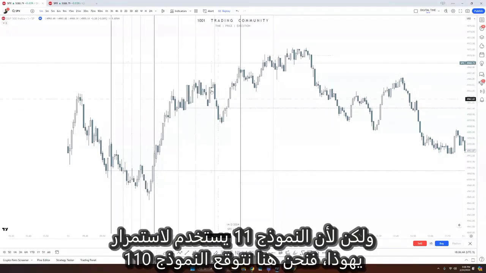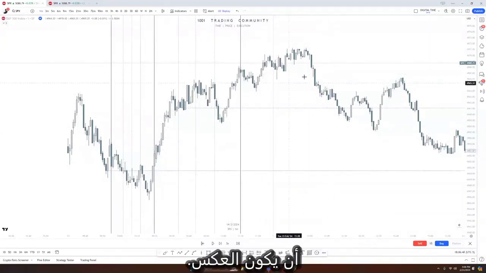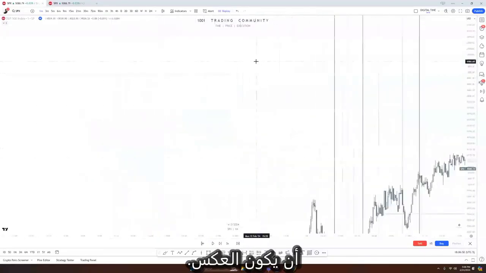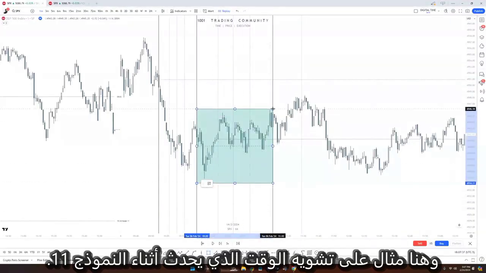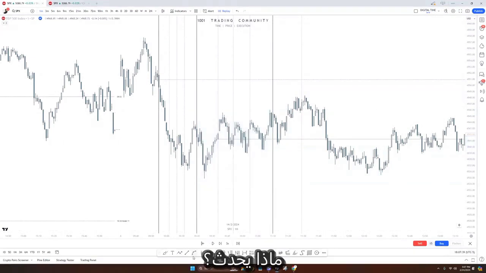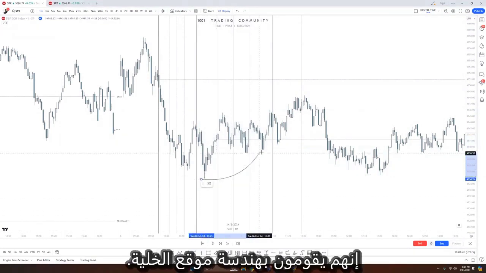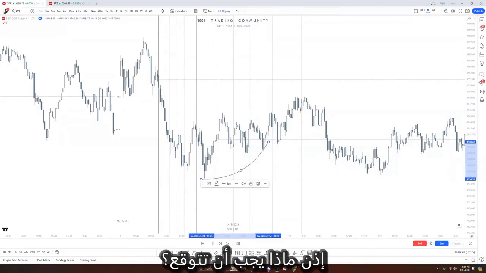But because Model 11 is being used for Judas continuation, we're to expect Model 110 to be the reversal. So here's an example of time distortion occurring during Model 11. What's happening? They're engineering sell side. So what should you expect?